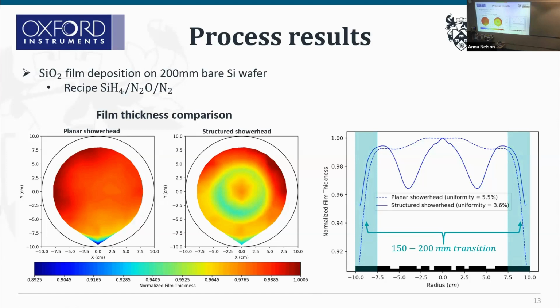Now, using these cavity rings in the shower head, we can convert this parabolic profile into a sine or a cosine curve. Now, the idea is to have an absolutely flat line, but sine and cosine curves are actually closer to a flat line as compared to a parabolic curve, because for the parabolic curve, we can see that from 150 to 200 mm diameter region, there is a rapid fall in the thickness profile. So this film thickness uniformity is one of the key parameters that determines the overall quality of the process. And clearly, with the structured shower head, we can improve this film thickness uniformity.